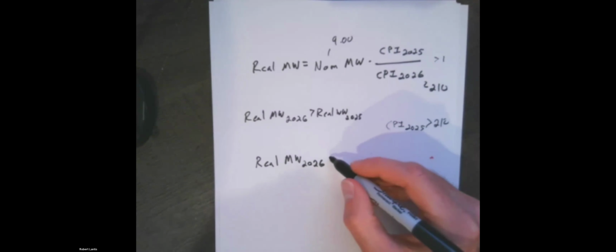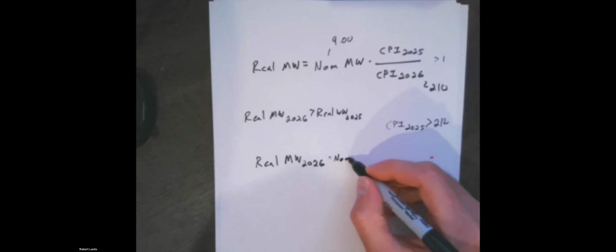Okay. So the real minimum wage in the newer time period is equal to the nominal minimum wage in that time period, multiplied by the CPI in the older time period, divided by the CPI in the newer time period. So in this question, we are looking for what's true about the real minimum wage in 2025.